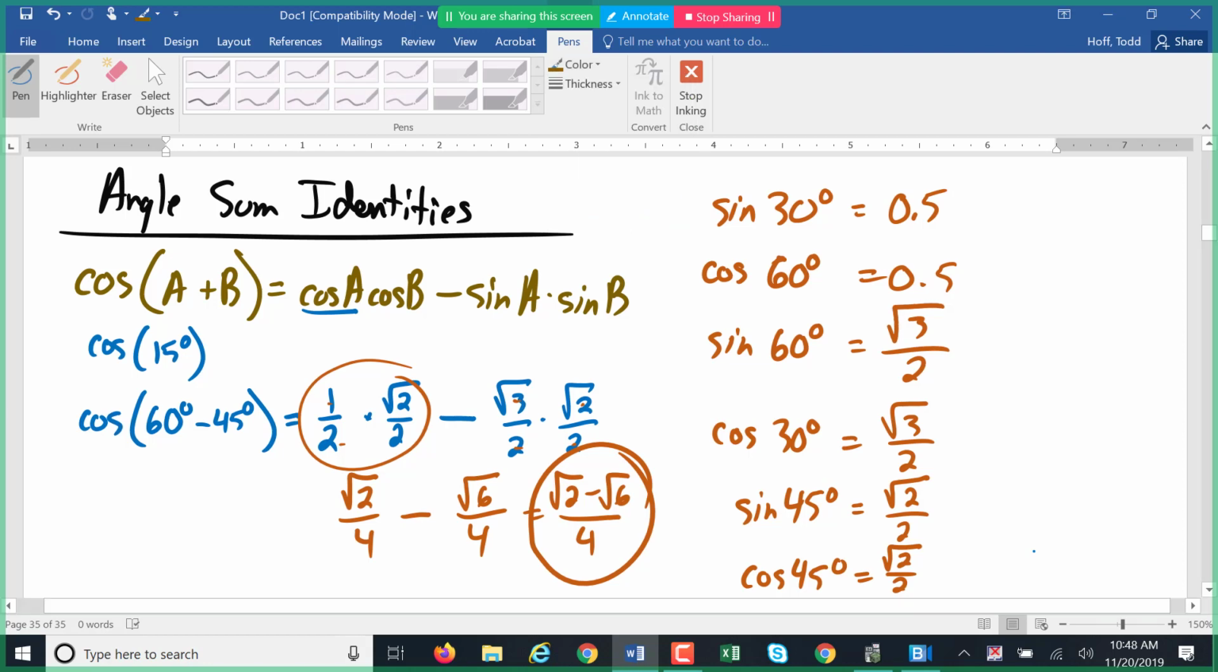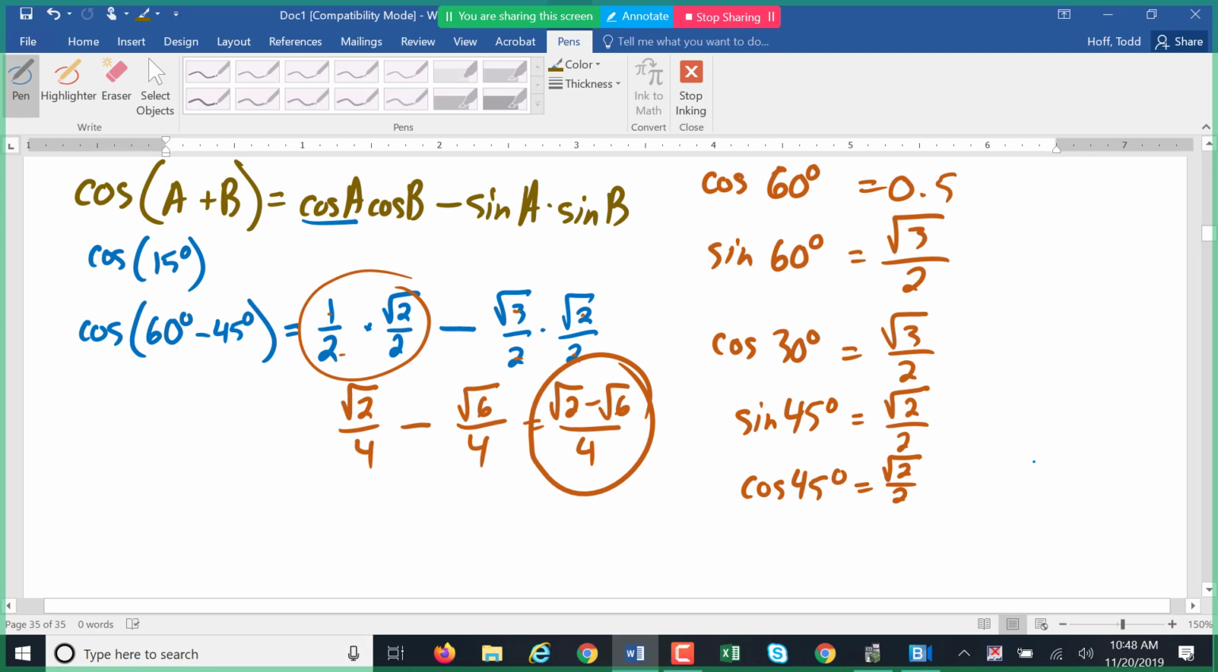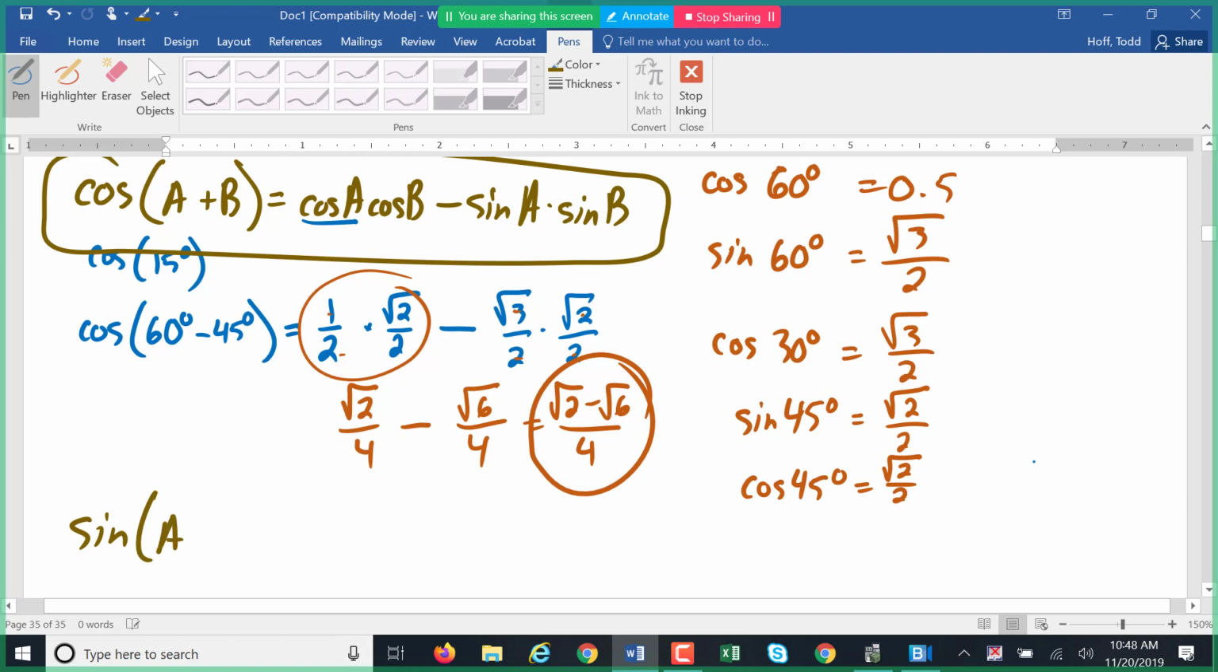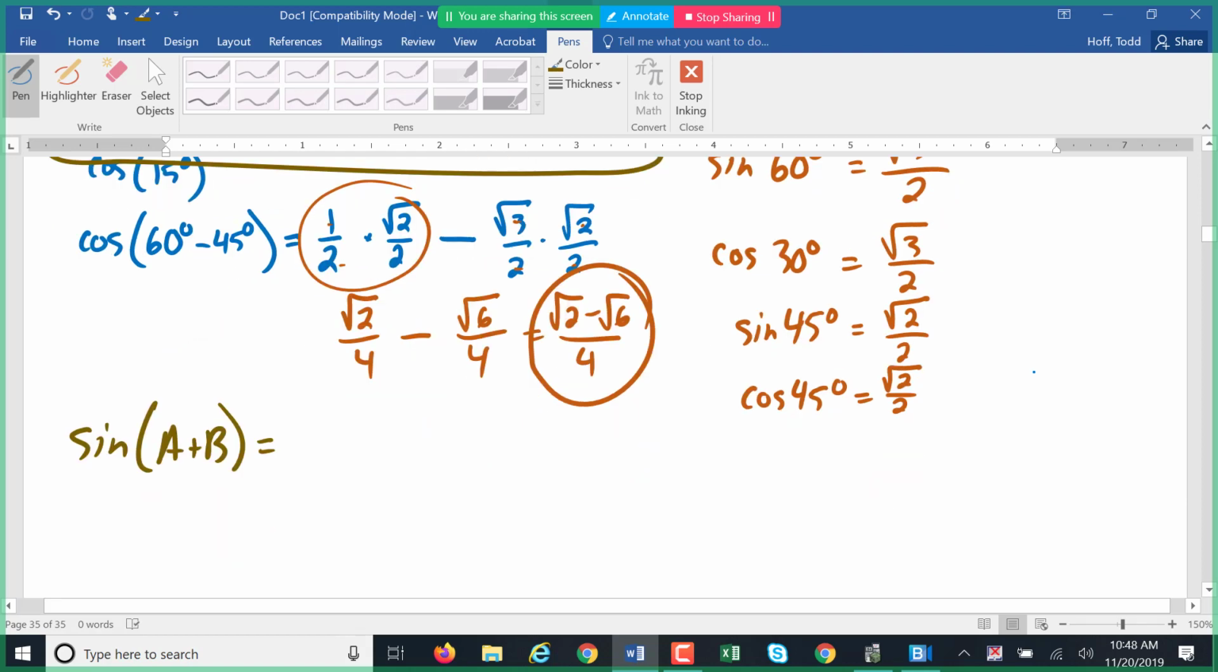Well, there are angle sum identities for our other functions as well. So that was the one for cosine. For sine, if I want the sine of angle A plus angle B, that's the sine of angle A times the cosine of angle B plus the cosine of angle A times the sine of angle B.